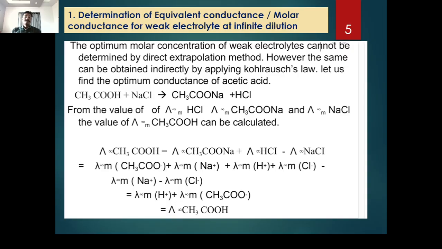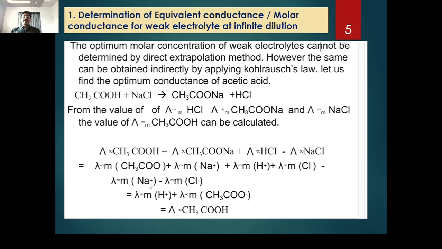And if we know the molar conductances of the acetate ion, the sodium ion, the H plus ions and the chloride ions, then we can calculate the molar conductance of acetic acid. In the above equation, the molar conductance of the sodium ion is to be cancelled with the molar conductance of this sodium ion. It has the positive sign and it has the negative sign.